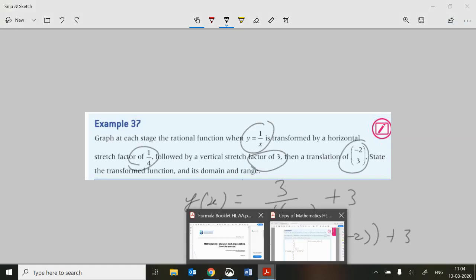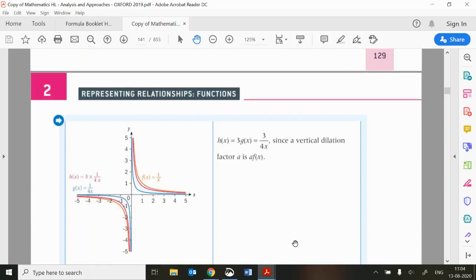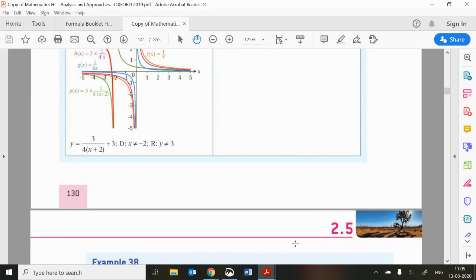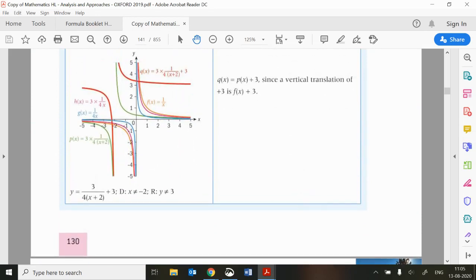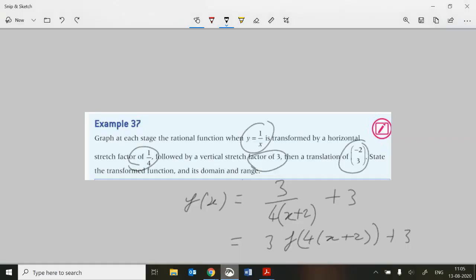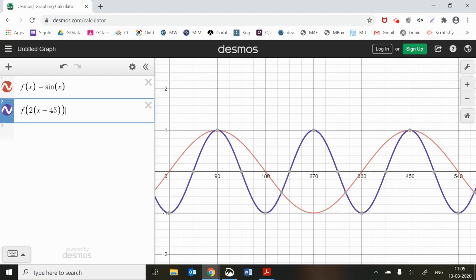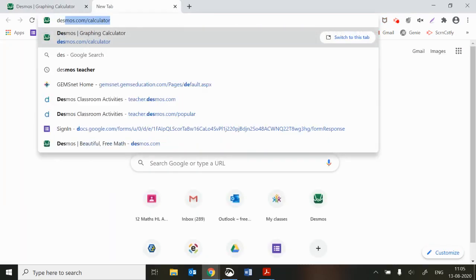Just going to check that one just in case I made a mistake. Yeah, there we go. There's the formula of 3 over 4x plus 2, 3 over 4x plus 2 plus 3. Yeah, okay. Now, I'm going to do this one on Desmos because there's just so much drawing to do there, okay? And so I'm going to do it on here.